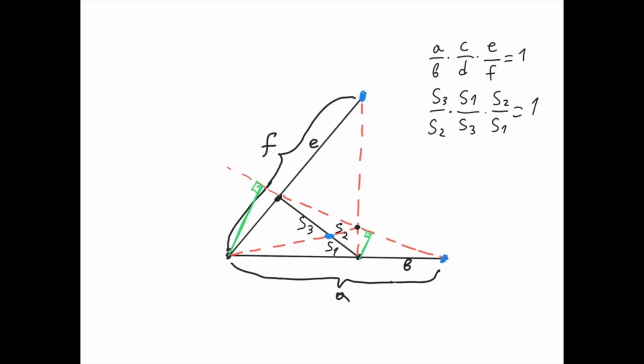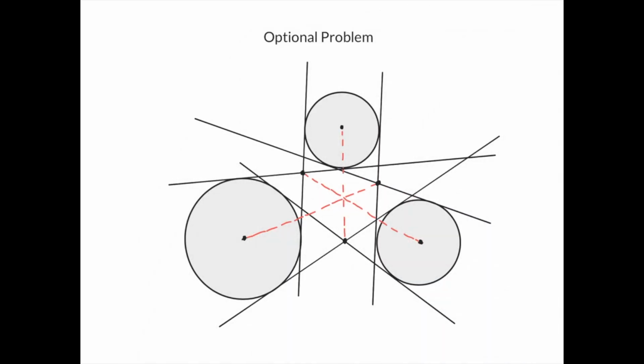As we did before, when all the three blue points were internal for the sides of the triangle, we can prove the reverse direction, that if we know that this equality holds, then we know that these three red lines intersect at one point. This is the optional problem.